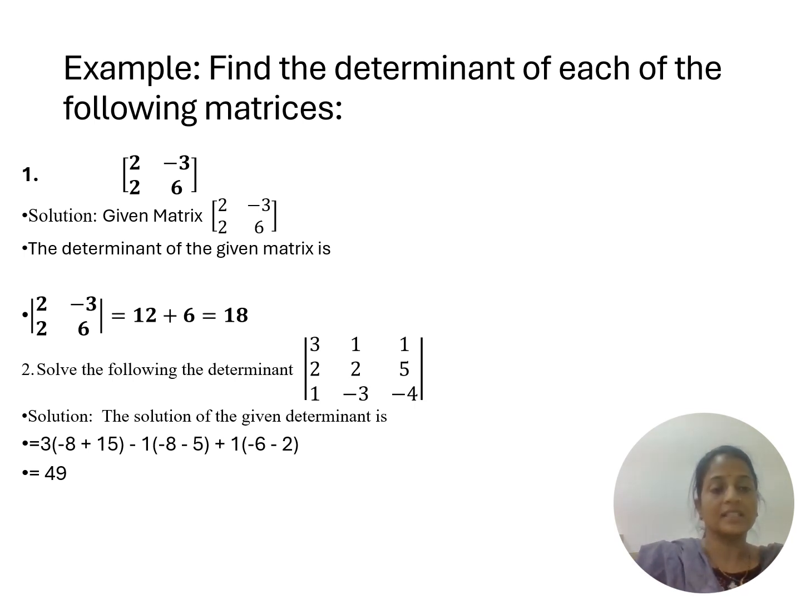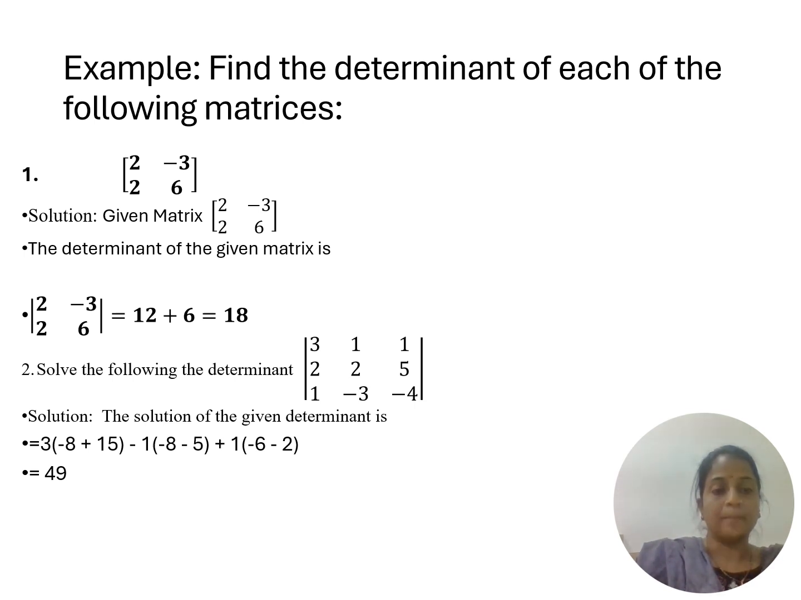Okay, next, solve the following determinant. This is an example of a 3 cross 3 determinant. So how to solve? First we reduce this determinant into 2 cross 2 determinants. First, the 3 corresponding to the first row: we write 3 and delete its row and column, leaving 2, 5, minus 3, minus 4. So this matrix converts to 2 cross 2. We multiply 2 into minus 4, which is minus 8, minus 5 into minus 3, which is minus 15. So minus minus is plus 15.